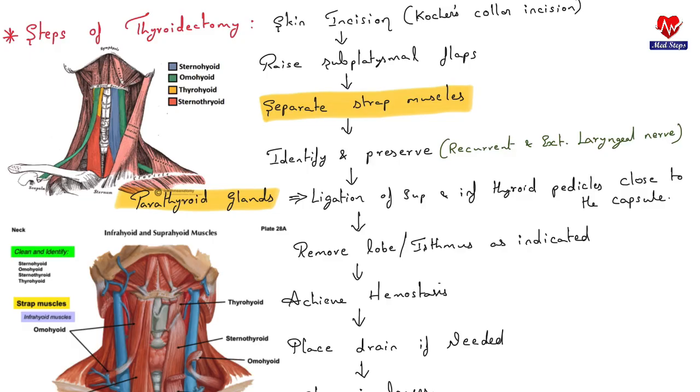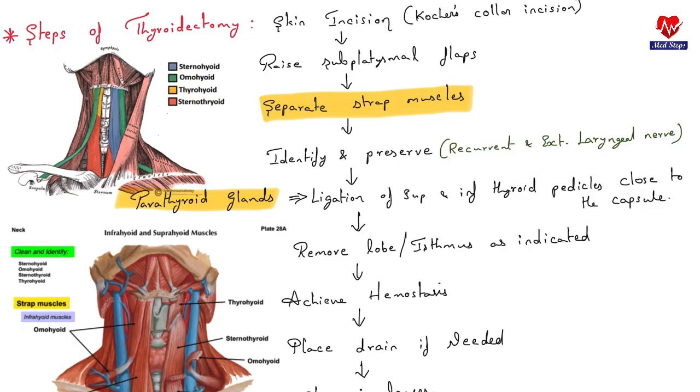First we have to do the pre-op assessment, then the anesthesia doctor will do their pre-op assessment, and the patient will be in neck extension position. After anesthesia and giving proper positioning, we have to start the surgery with the skin incision.